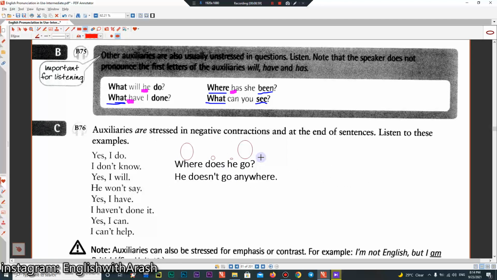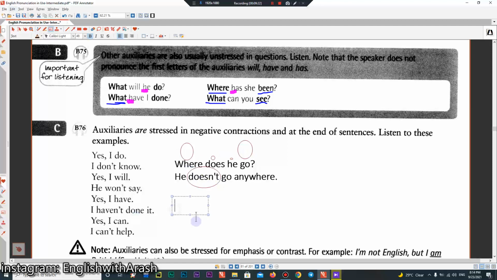However, when your auxiliary is negative, the stress is on that. For example, he doesn't go anywhere. Now here, the negative form gets the stress. So let me pronounce it again. Where does he go? He doesn't go anywhere.